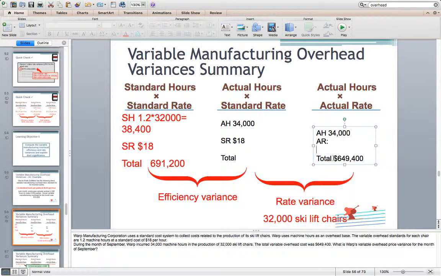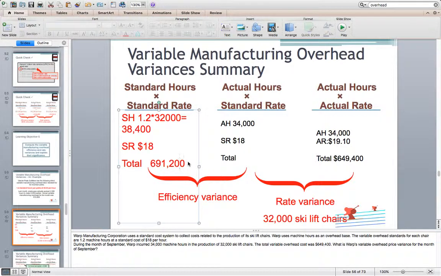This actual is 649,400. So how do I find my actual rate? Similar to what we just did previously. We'll take the total divided by the actual hours to get an actual rate, which is $19.10. So again, we did a total amount for the standard hours, and then we did a per unit on the actual rate, similar to our previous problem.